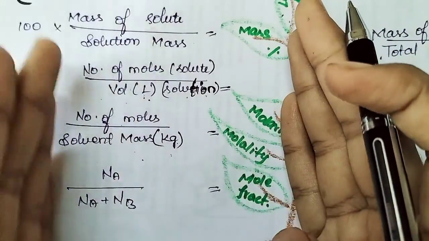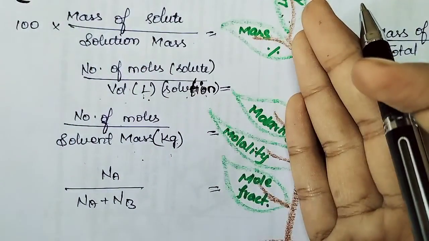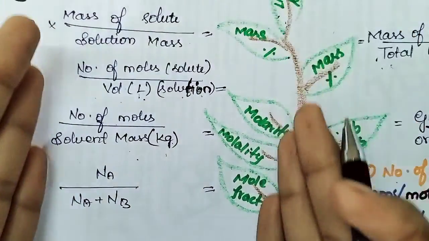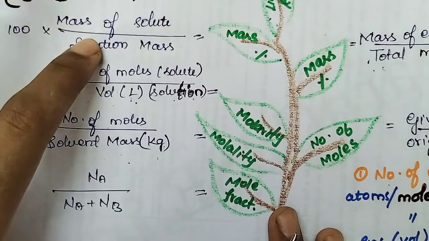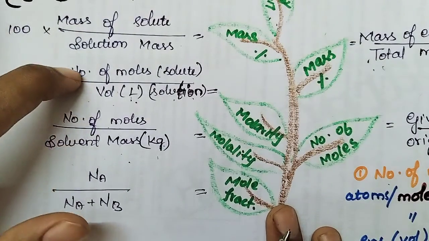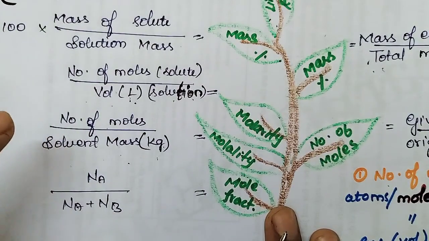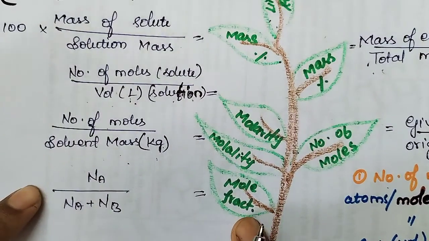These are used to find the concentration of solutions. So this part of the plant belongs to the solution part. That is solution mass percentage, solution concentration in liters, solution concentration in kgs, and this is mole fraction.